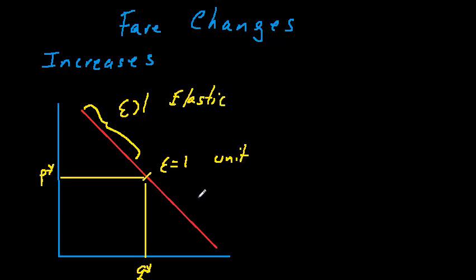And below the midpoint, we had the portion of the demand curve which was inelastic, and that's where the elasticity is less than 1. This is the portion of the demand curve that we're going to operate in when we're looking at fare increases, because as we said, when demand is inelastic, raising the price will result in an increase in total revenue. If you remember our definition of elasticity, it was the percentage change in quantity as a result of the percentage change in price. So when demand is inelastic, a percentage increase in price will result in a smaller percentage decrease in quantity, and that will increase revenue.